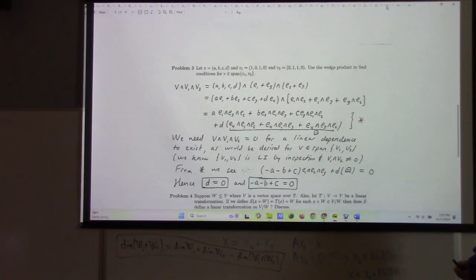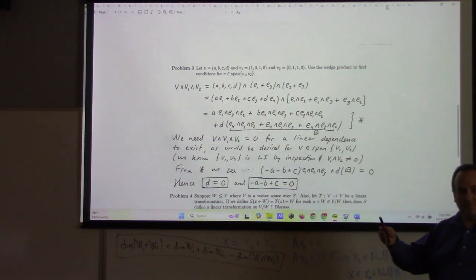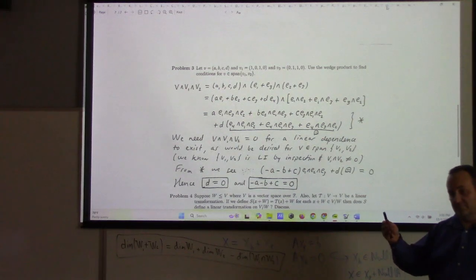The other thing, which is just super useful, is that if you have vectors and you wedge them, if the wedge is non-zero, they're linearly independent. And if the wedge is 0, they're linearly dependent.